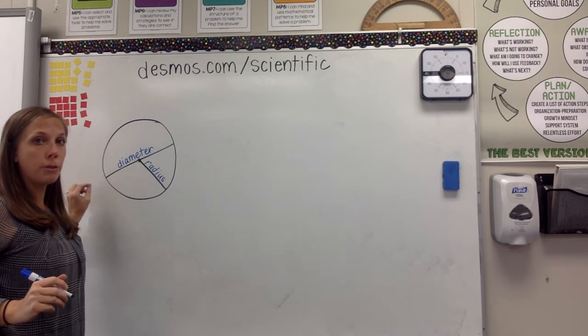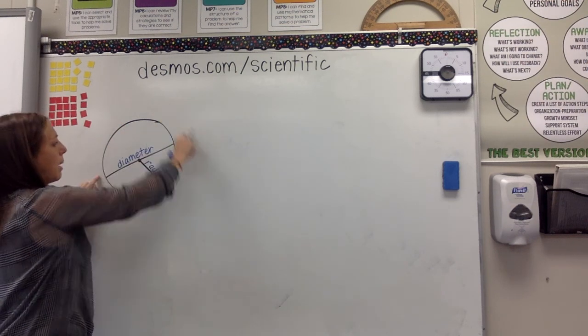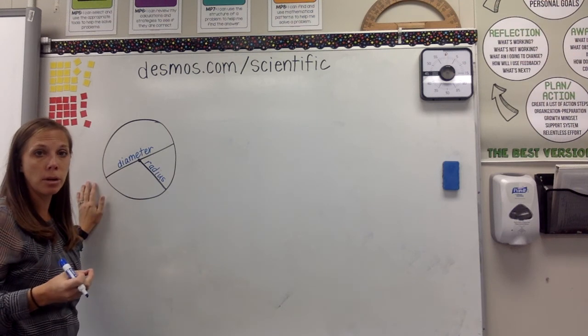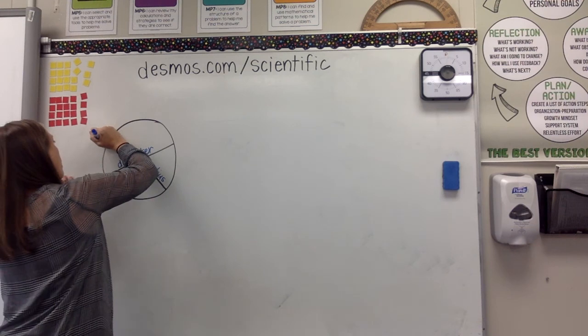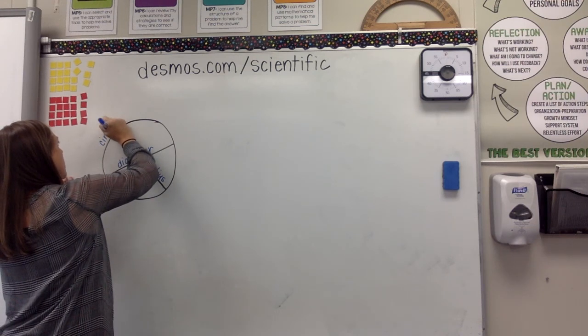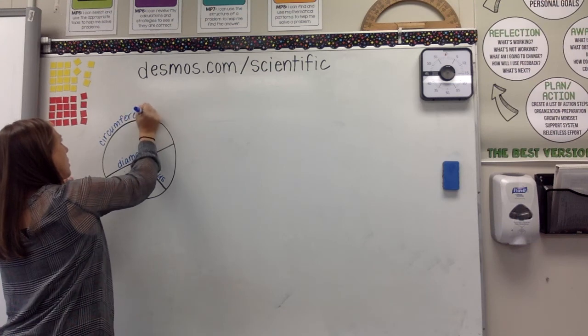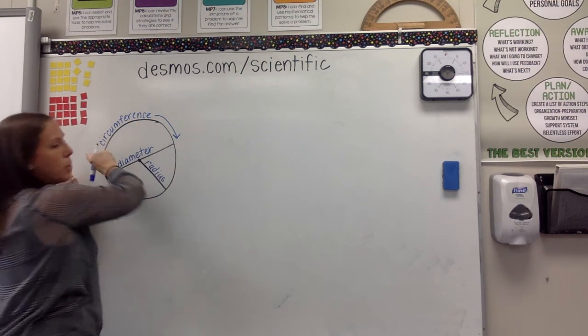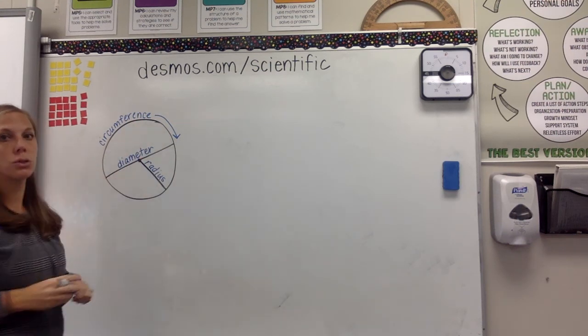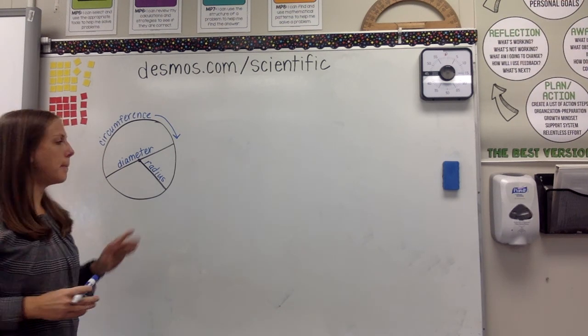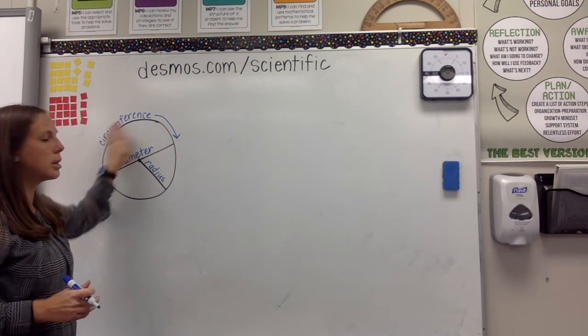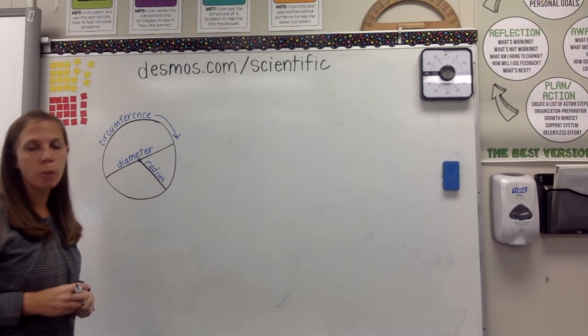The circumference of a circle is around the outside. It's almost like perimeter, but we don't use the word perimeter when we are dealing with circles. We call it circumference, and it's what goes around the whole outside of the circle. The last term is area. I'm hoping we remember what that means, but it's what covers the surface of the circle.